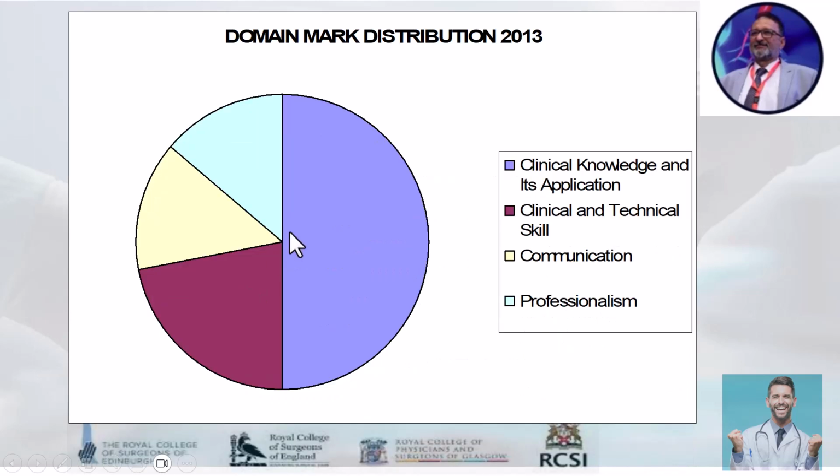The other very important slide is the domain mark distribution. And you can see that clinical knowledge and its application is nearly 50%. So 50% is the clinical knowledge, and the rest is distributed equally between clinical and technical skills, communication skills, and professionalism. But the clinical knowledge, how you apply the knowledge, is nearly half of the grades.